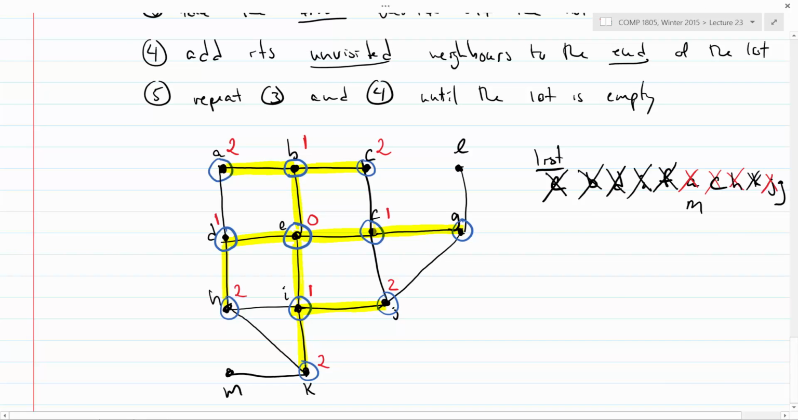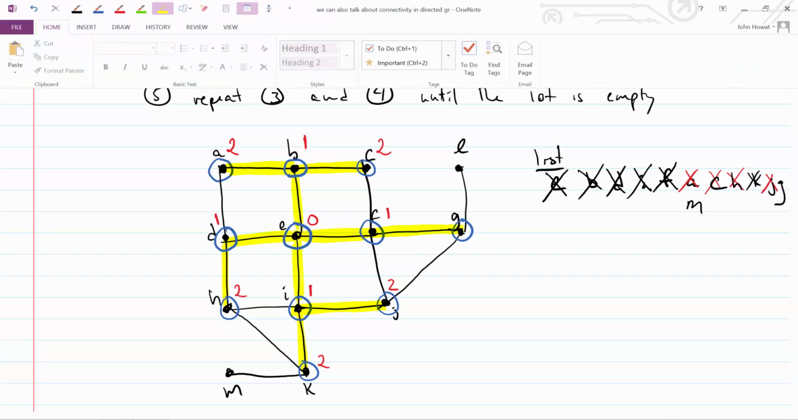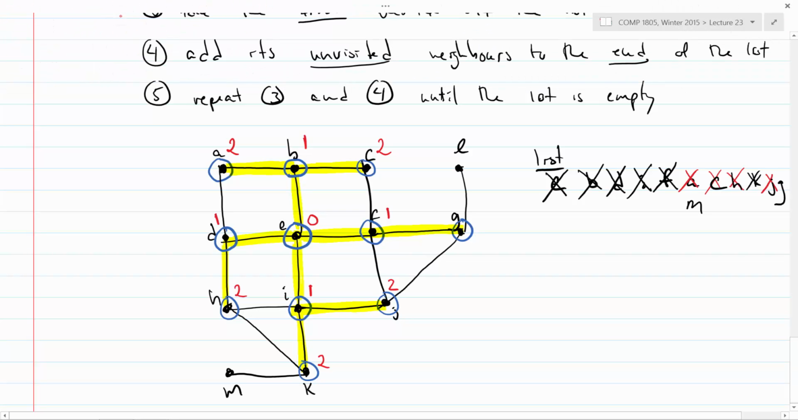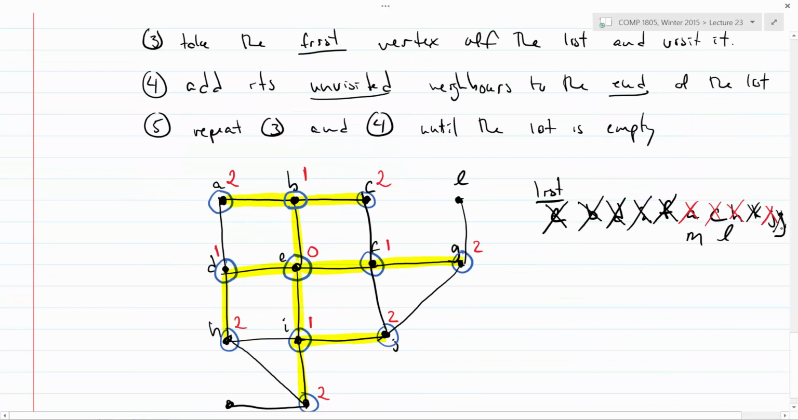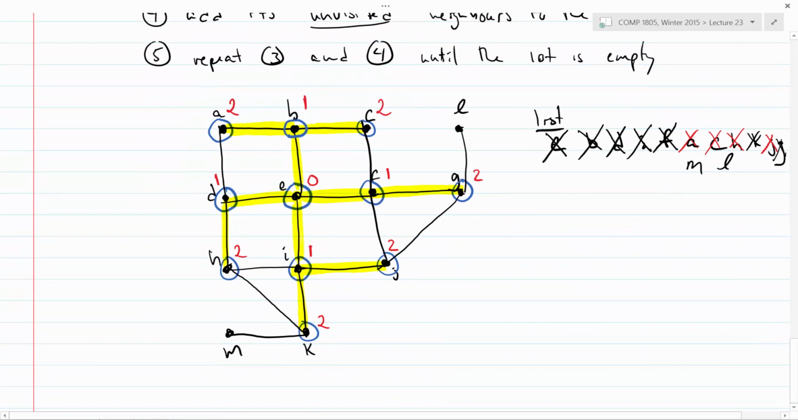And it's not a coincidence that F's number is 1 and J's number is 2. So G now has number 2. And I add in L to my list, to my queue. And now G is done. Now G is done. So now I take the next thing off of it, which is M.